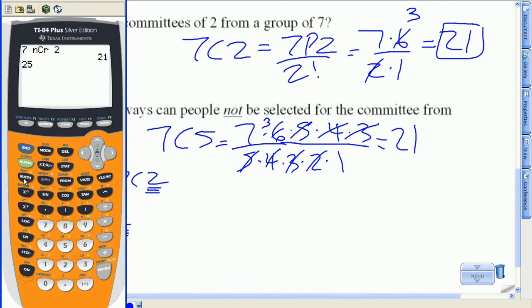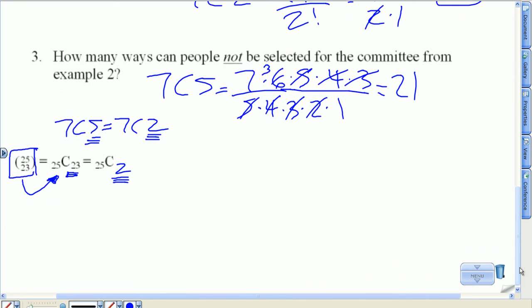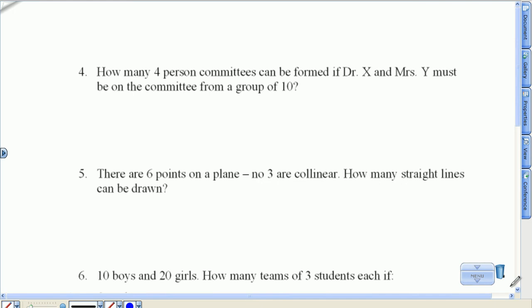25, math, PRB, choice 3. 25 choose 23 is 300. 25, math, choose, ooh, I messed it up. 25 NCR choose 2 is also 300. So they're both equal to 300. They are equal to each other. Combinations. Order doesn't matter in the slightest.